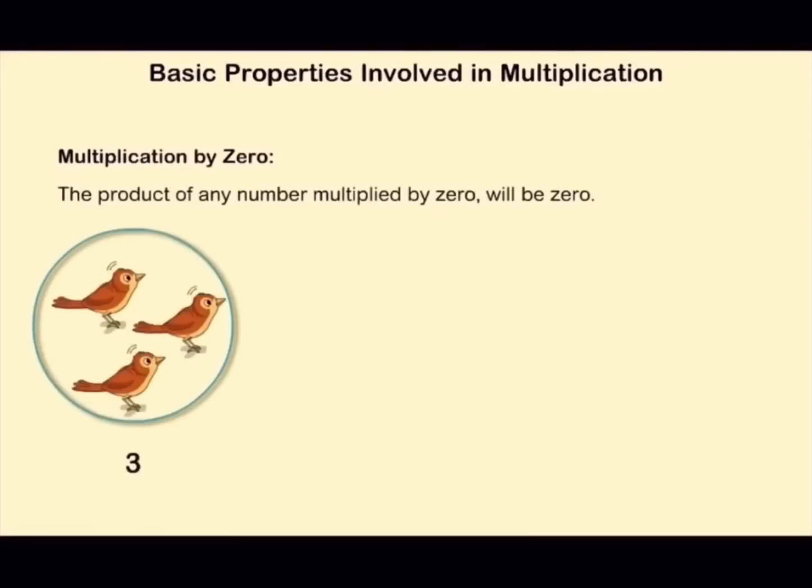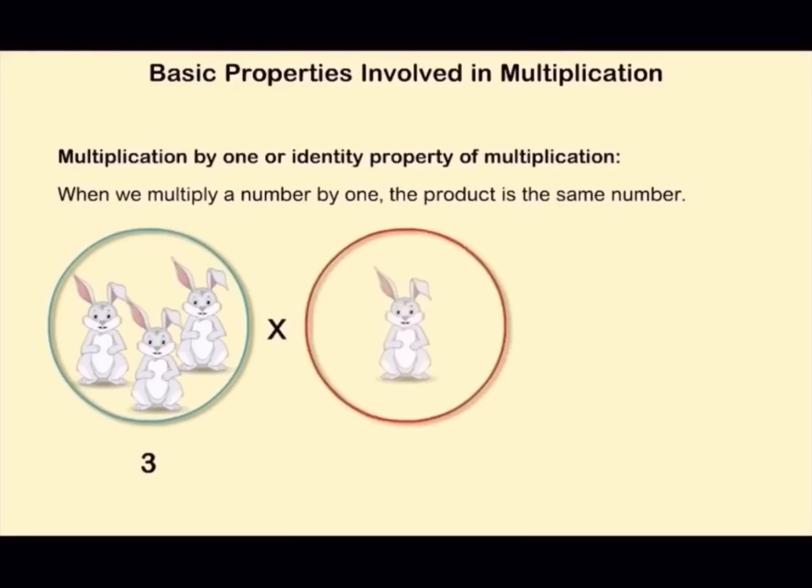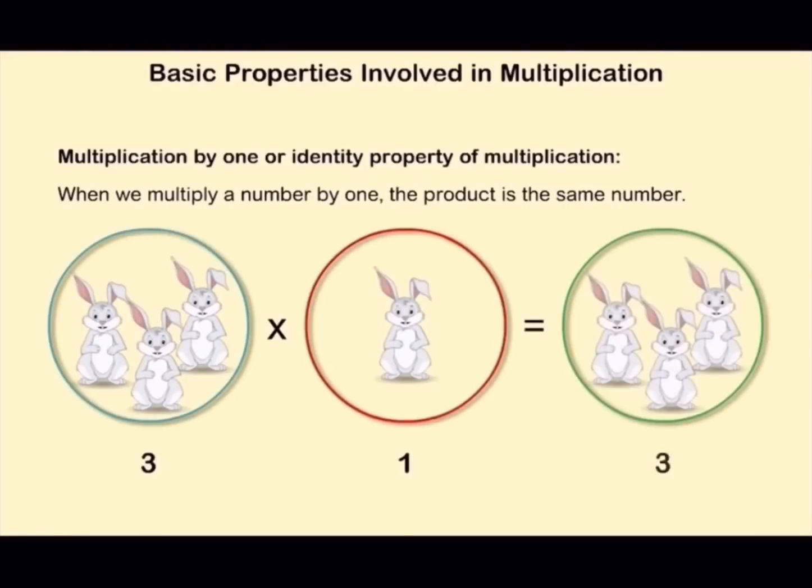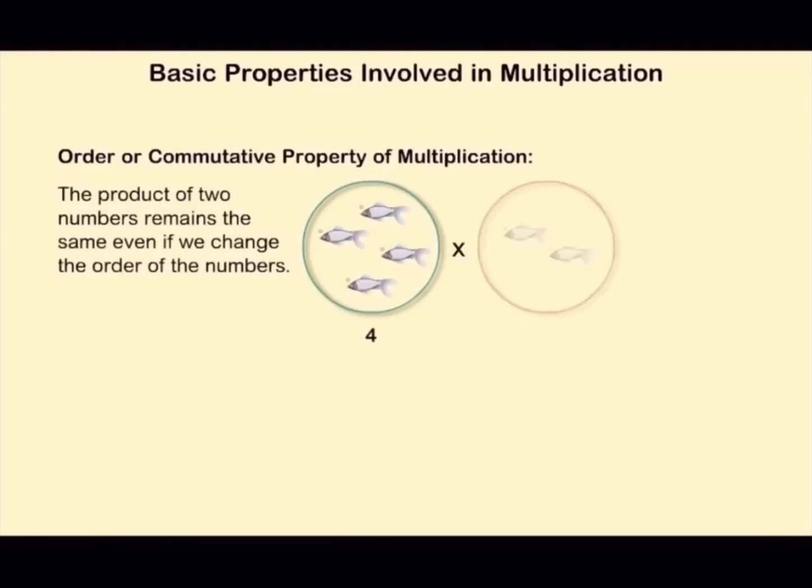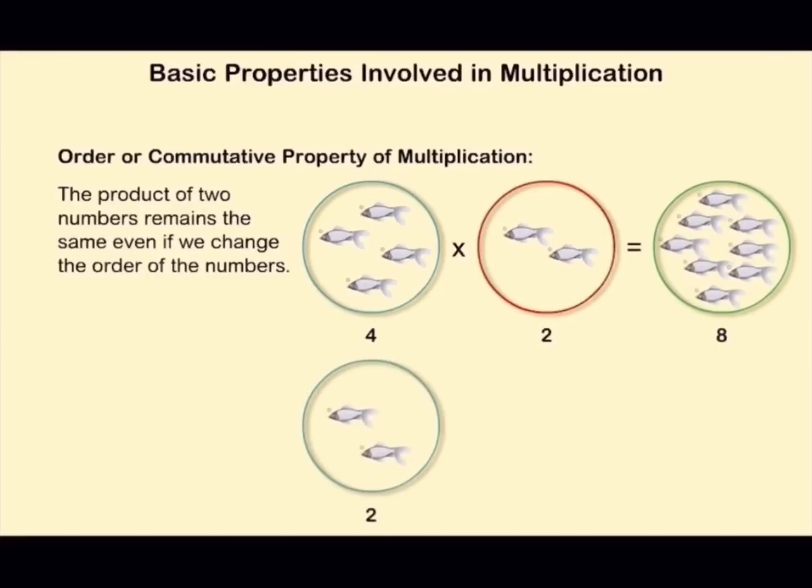First, the property of multiplication by 0. The product of any number multiplied by 0 will give 0. Number 2, multiplication by 1 or identity property of multiplication. When we multiply a number by 1, the product is the number itself. Number 3, order or commutative property of multiplication. The product of two numbers remains the same even if we change the order of the numbers.